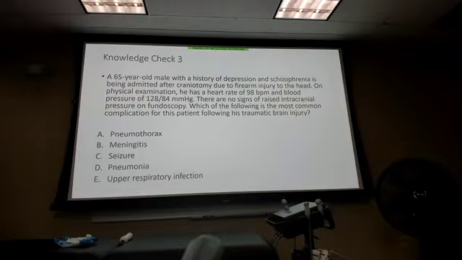All right, you have a 65-year-old male with a history of depression and schizophrenia being admitted after craniotomy due to firearm injury to the head. Physical exam, heart rate 98, blood pressure is 128/84, no signs of raised intracranial pressure on fundoscopy. And then what is the most common complication for this patient following the traumatic brain injury? Anybody disagree with seizure?